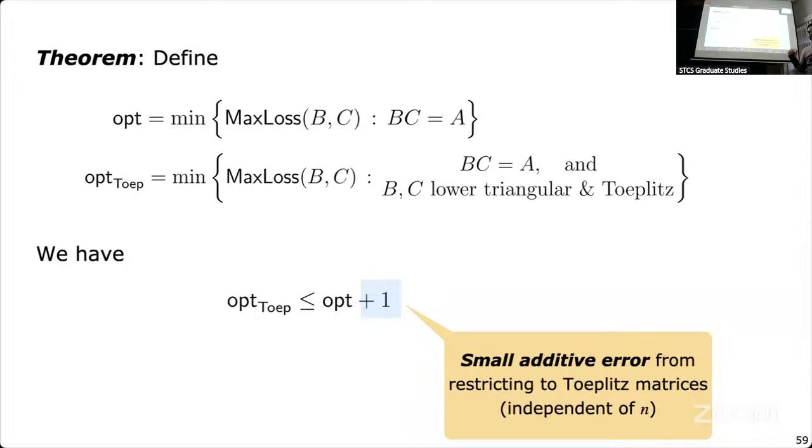Everything I say is for A being fixed. So is this true for any lower triangular A? No. This is all true for A being the lower triangular matrix of all ones. So that is fixed throughout. In fact, if you look at it empirically, the constant is much smaller than 1. It's closer to like 0.35 or something. But you know, take it to be 1, and this is independent of the size of the problem.